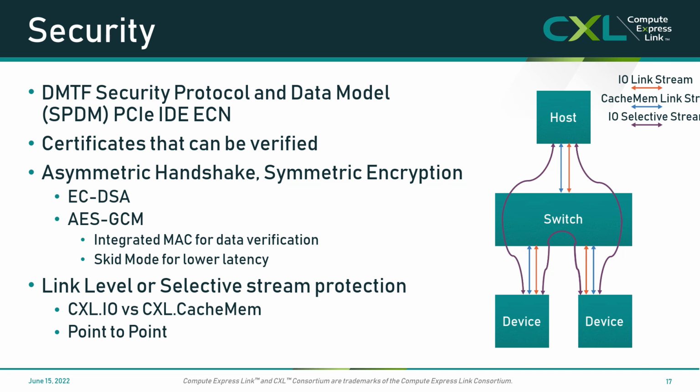Now, the actual security model is a point-to-point security model. The host towards any device directly can create a sort of secure link, and it can also create a selective stream so that the host can create an encrypted stream of data towards a device without the switch actually being privy to what is going on. This is good in case somebody were to connect another device somewhere and you don't want them to have to know what is going on.